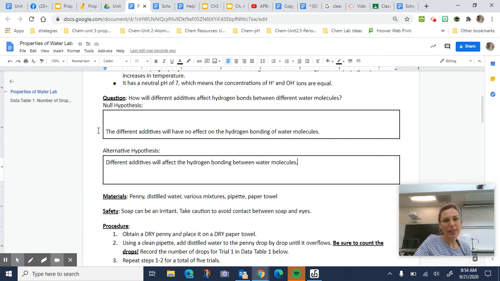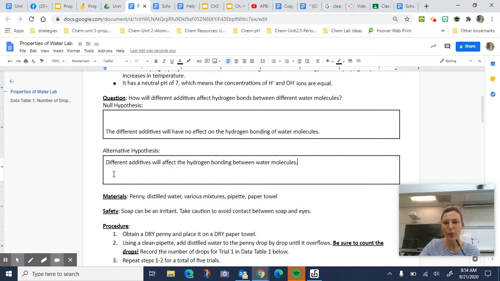Our null hypothesis. Remember, the null hypothesis says the independent variable will have no effect on the outcome or the dependent variable. So in this case, the different additives, the different things that I add to the water, will have no effect on the hydrogen bonding of water molecules. Conversely, our alternative or research hypothesis: different additives will affect the hydrogen bonding between water molecules.